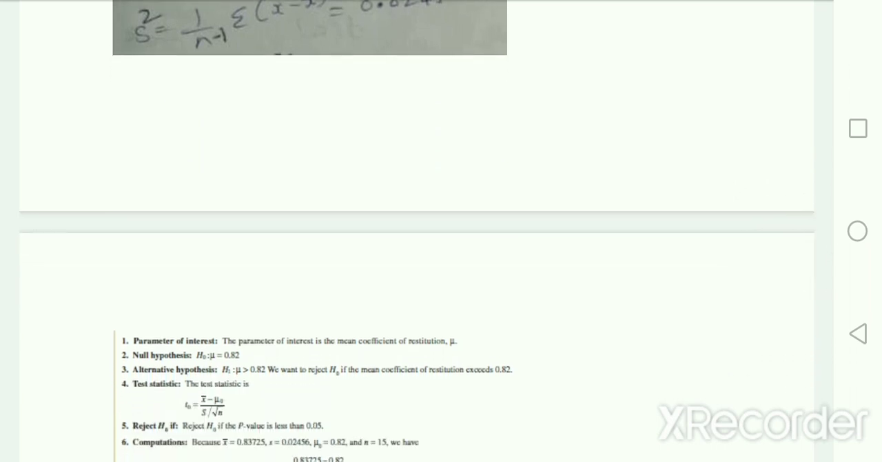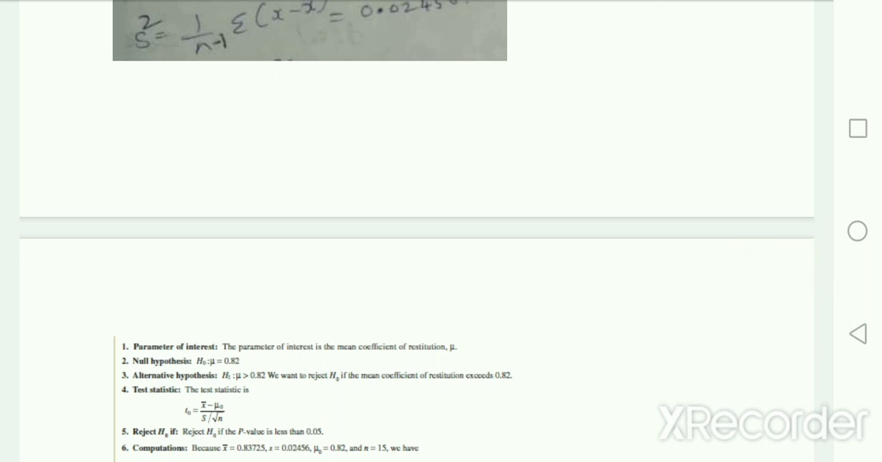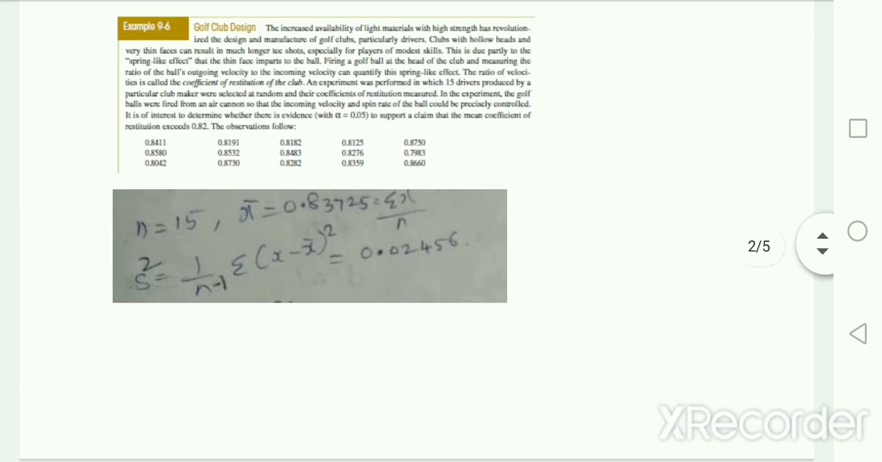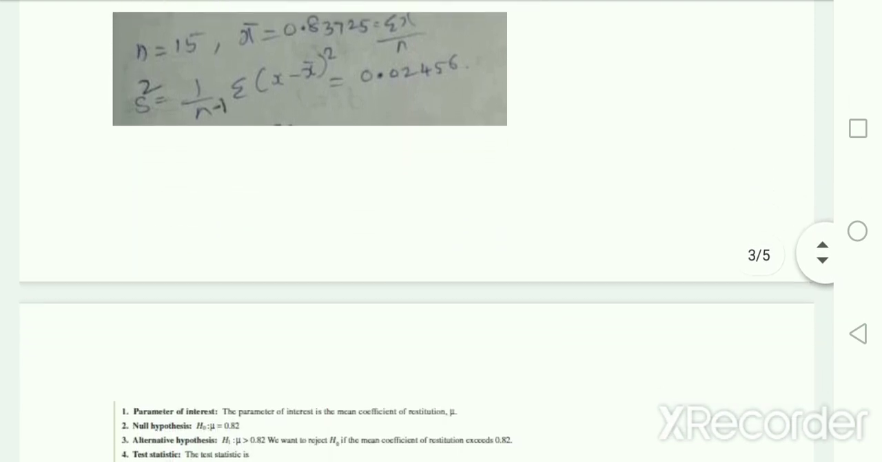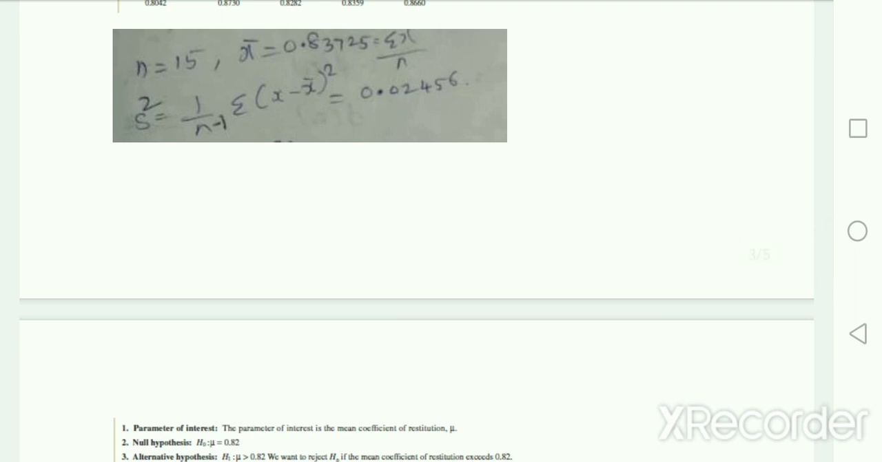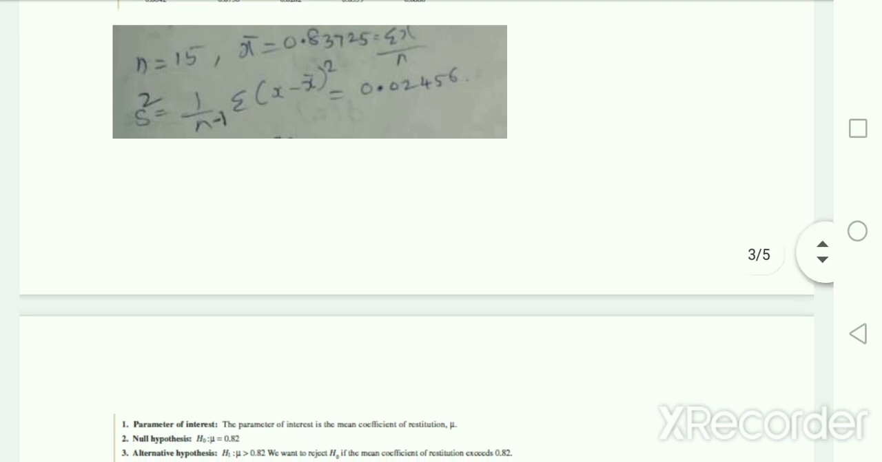The first one, we want to write the parameter of interest. In this problem, the parameter of interest is we want to check the statement about whether the mean coefficient of restitution exceeds 0.82. So here the parameter of interest is the mean coefficient of restitution, which we are taking as mu.